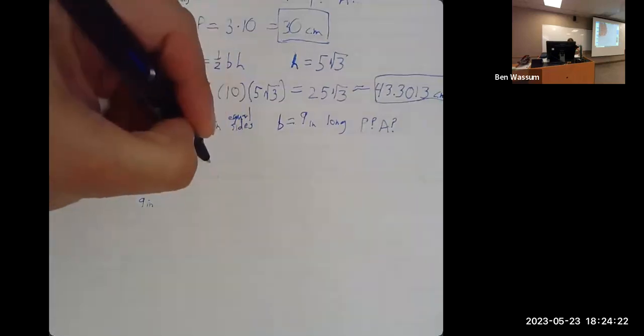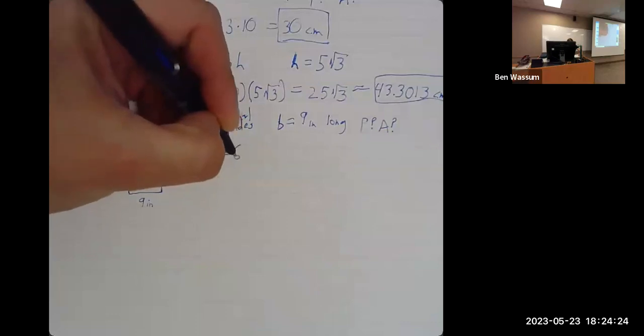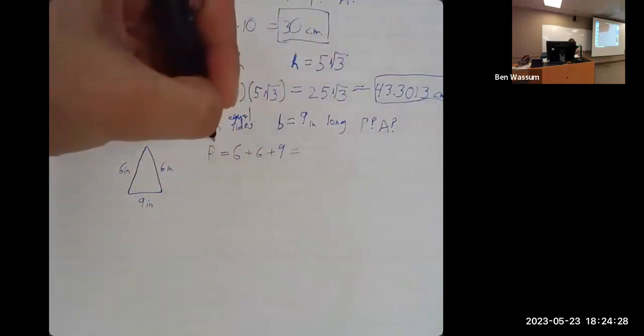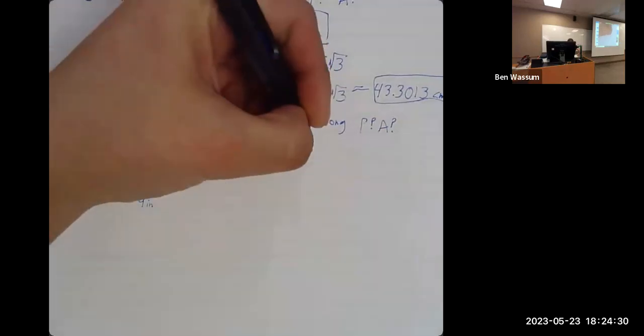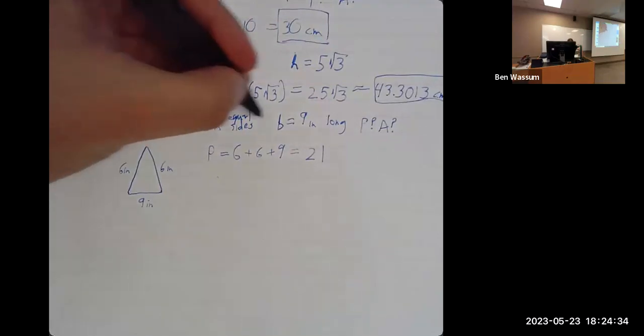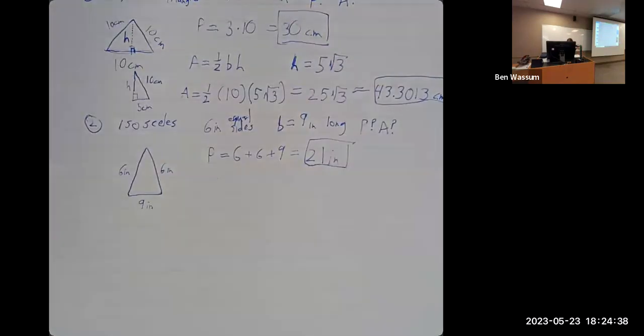Well, perimeter is easy. You add up all the sides. Let's see, that's 12 plus 9, so that's 21. And then our units are in inches, so 21 inches. Then we need the area.